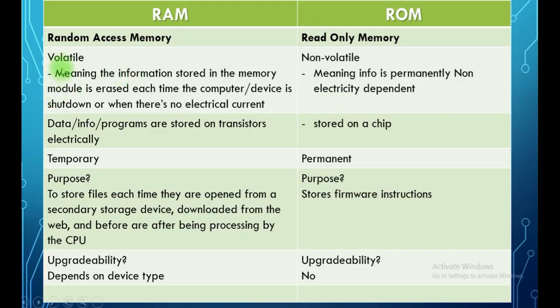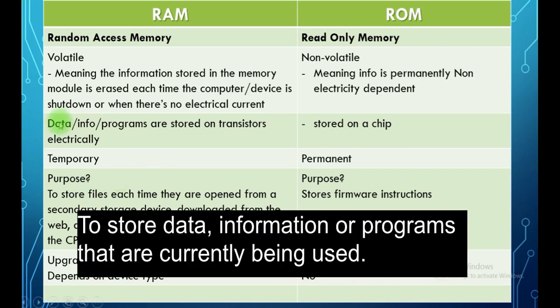Now, RAM is a memory that is volatile, which means that the memory module is erased each time the computer or the device it is in is shut down, or whenever it loses electricity. So it is volatile. That in itself is a limitation. It means that it is temporary. Whatever is stored in it, whether data, information, or programs, is stored on transistors electrically.